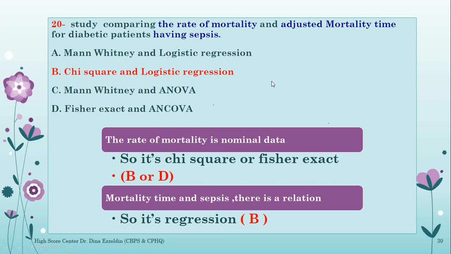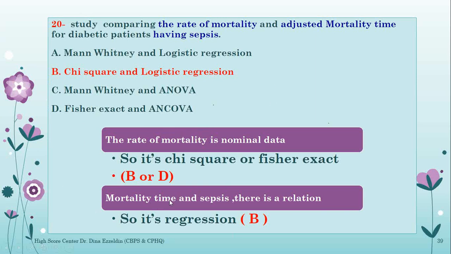A study compares the rate of mortality and the adjusted mortality time for diabetic patients having sepsis. Mann-Whitney and logistic regression, chi-square and logistic regression, Mann-Whitney and ANOVA, Fisher exact and ANCOVA. The rate of mortality is nominal, death. We want to know whether death occurred or not, whether the patients died or not. We want to measure the number of patients who died. This is the result, so it's nominal data. So C, B or D? B or D?